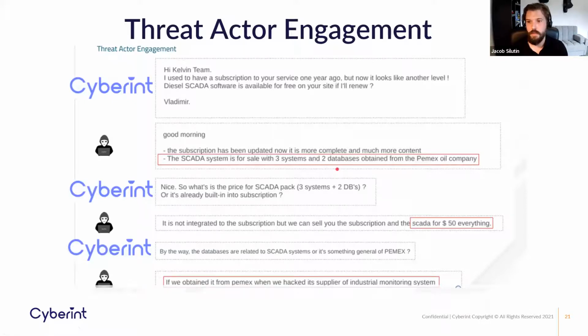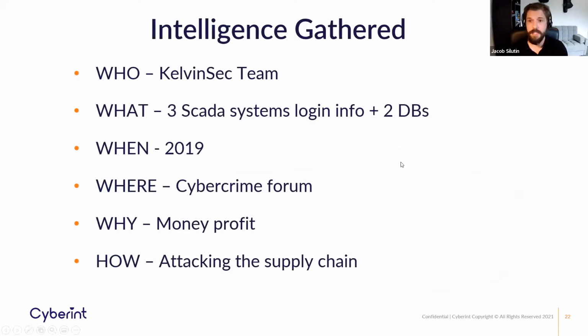So let's see what we gathered when it comes to intelligence. All the information we saw, together with the conversation we had with the threat actor, allowed us to complete the answers for the questions that we asked just a few slides ago. Who is selling it? KelvinSec team. Again, we don't know who they really are, but we know their name in this forum. What are they selling? They're selling 3 SCADA system logins and 2 databases. When was it obtained? We saw the post in 2020, but the logs were indicating 2019. So this is information dating to 2019. Where is it being sold? It's being sold on a cybercrime forum.